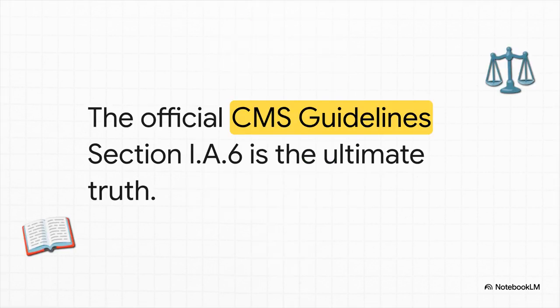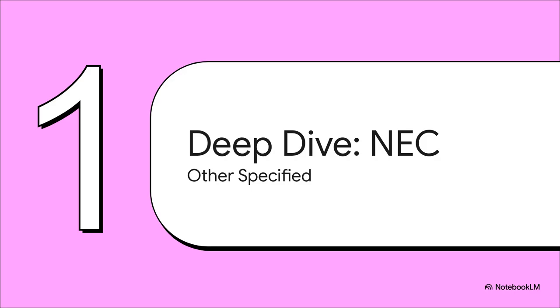And we're not messing around with textbook summaries today. We're going straight to the ultimate source of truth, the official CMS ICD-10-CM guidelines for coding and reporting, specifically section I.A.6. We're doing this because this rulebook completely overrides everything else. Reading the guidelines directly, that is exactly how you code with absolute confidence. All right, deep dive time.